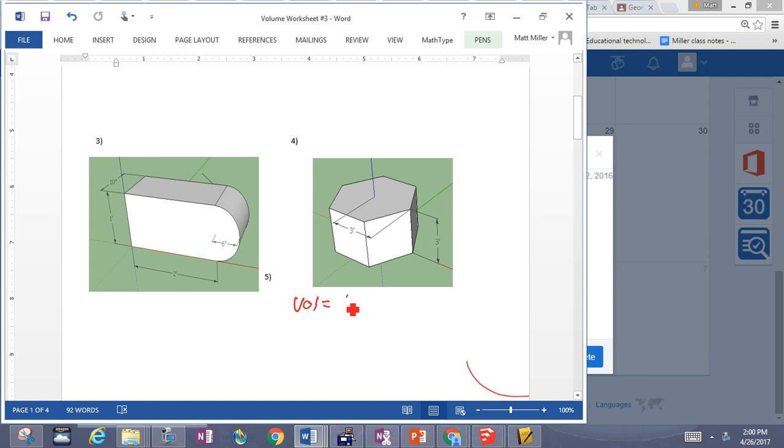is equal to base area times the height. That's the volume formula for all prisms, base area times height. And the base is a hexagon. Area formula: 1/2 the apothem times the perimeter, times the height. We have the height is 3. We do not have the apothem, nor do we have the perimeter.